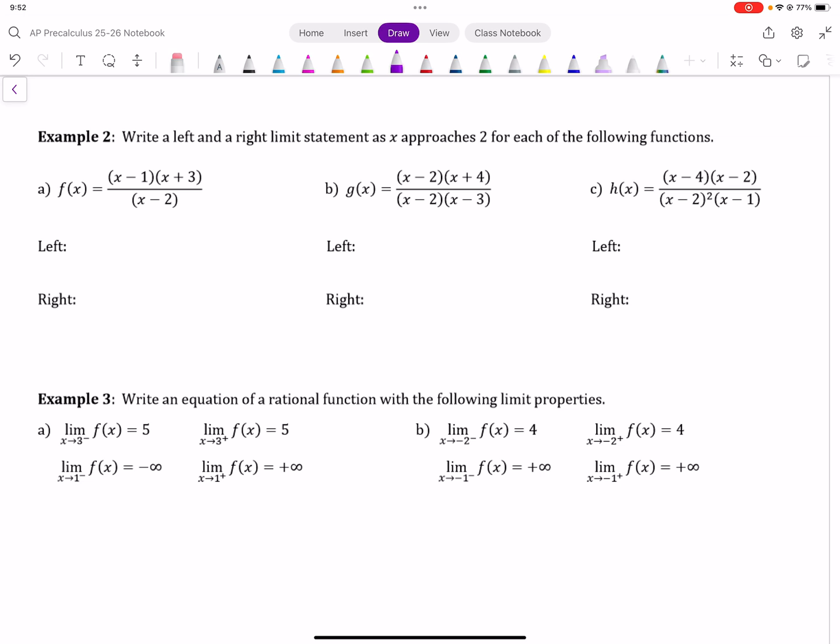So next up, we're going to write limit statements as x approaches 2 for each of the following functions. We're going to go to 2 from the left and 2 from the right. And remember, if it is a hole, our limit equals a number. If it is a vertical asymptote, then our limit is positive or negative infinity.